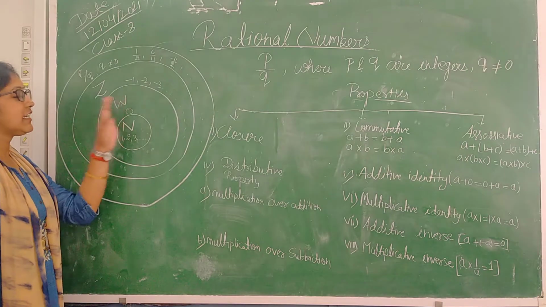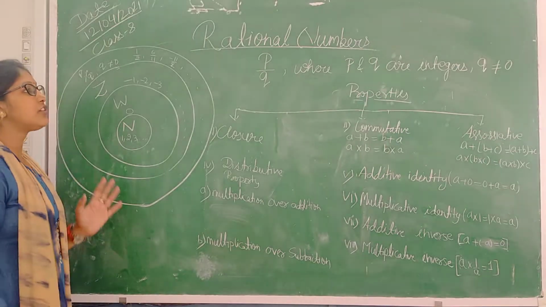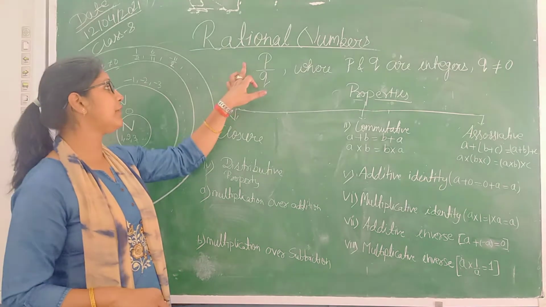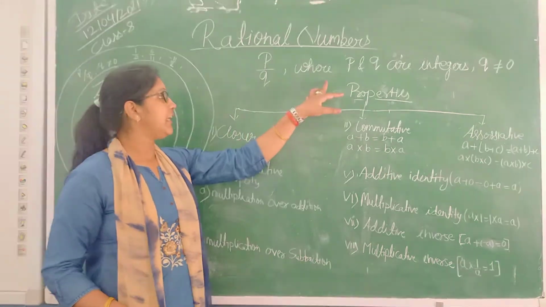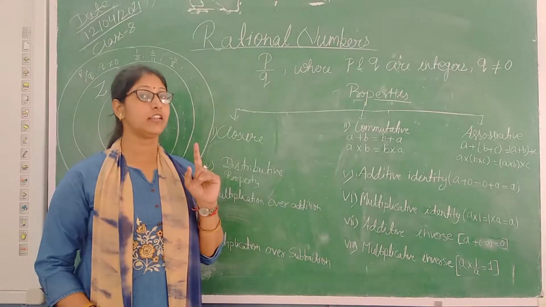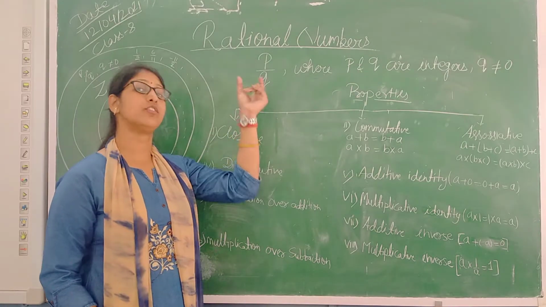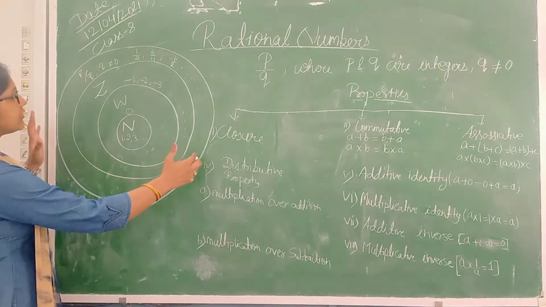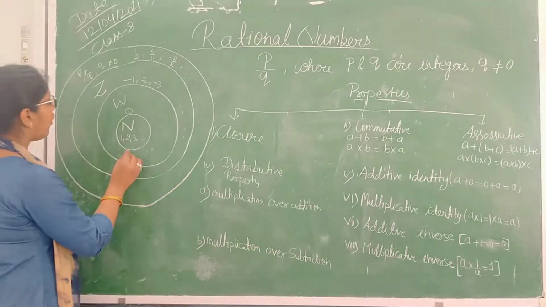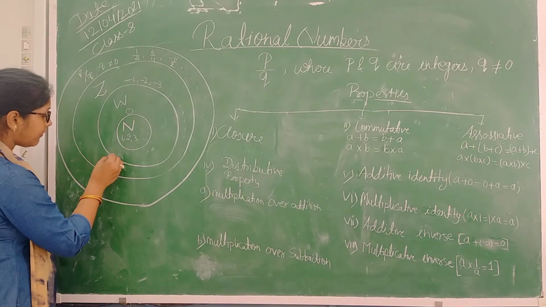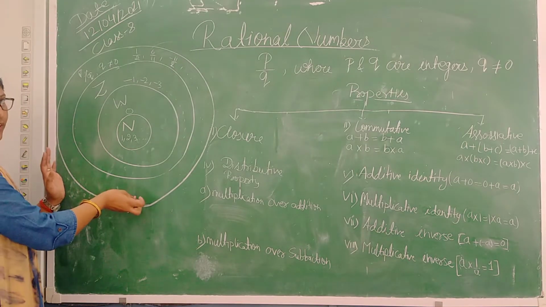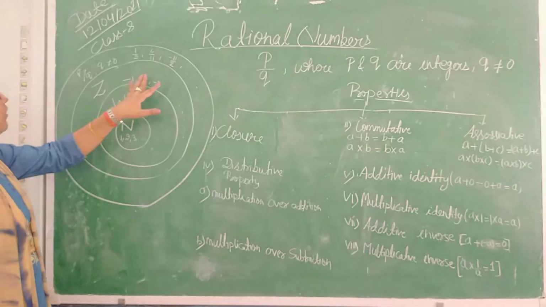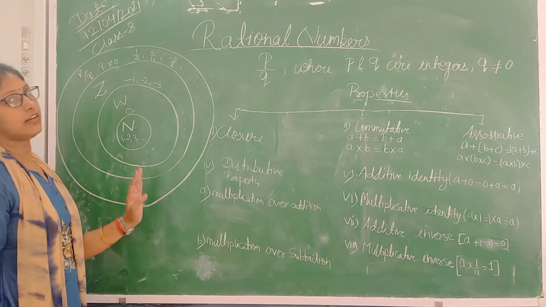And the last is our rational numbers. Rational numbers are the numbers which can be written in the form of p by q, where p and q are integers and q, the denominator, is not equal to 0. So in the collection of rational numbers, all the natural numbers, all the whole numbers and all the integers are included. So we can say that all the natural numbers, all the whole numbers and all the integers are rational numbers.